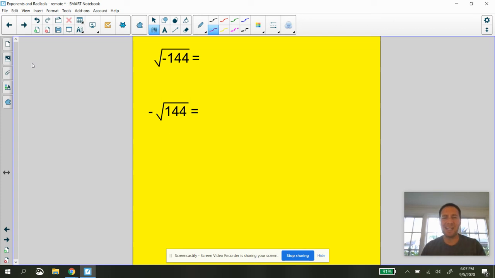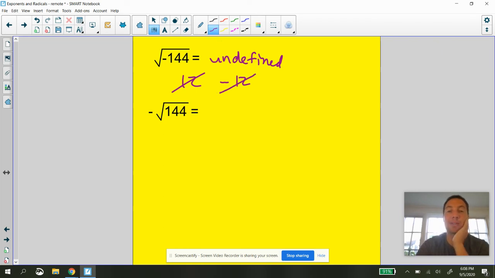Ooh, that negative sign's making things tricky again. Well, if you have a negative underneath the square root, you are not allowed to do it. So your answer is undefined. It is not 12, because 12 times 12 is positive 144. It's not negative 12, because negative 12 times negative 12 is also positive 144. So your answer is, you can't do it. It's undefined. But when that negative sign's out front, square root of 144 is 12, and plop that negative in front, and you are good to go.